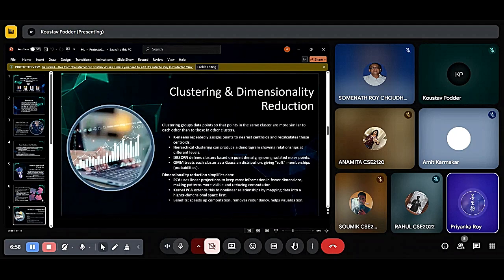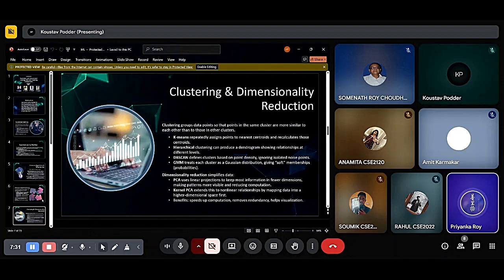So now, clustering and dimensionality reduction. One of the main techniques in unsupervised learning is clustering. This is where we divide our data into groups so that the items in the same group are more similar to each other than to the items in other groups. Some popular clustering methods are k-means, hierarchical, DBSCAN, and GMM. K-means assigns the data points to the nearest cluster center, then adjusts the center until things settle.